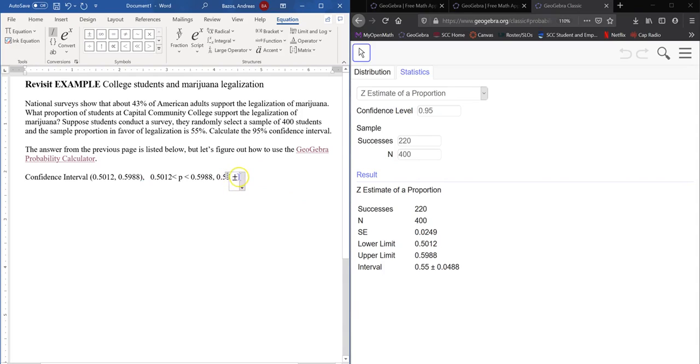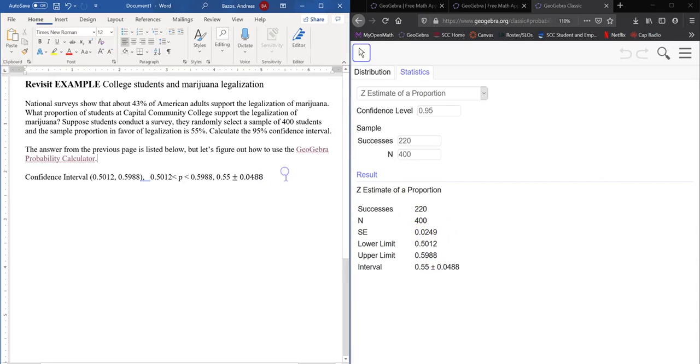So we could do our P hat plus or minus the margin of error, which is 0.0488. I got that from down here, right? So it's another way to write the confidence interval. Here's the confidence interval, the lower bound, the upper bound, and here is the interval. Notice also this gives us the standard error as well, which we can possibly use to our benefit if we need it. So these are three different ways to write the same thing, and GeoGebra gives it all to us.